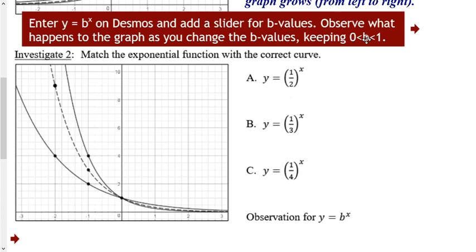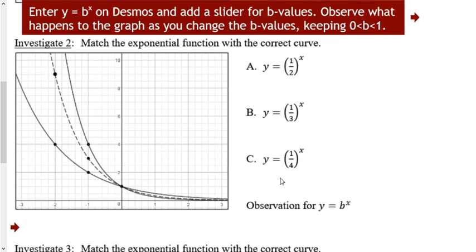Once you've played around with that on Desmos, then look at these three equations. Can you predict which of these three graphs match with each of those equations? And then once you make your prediction, check it on Desmos. And then finally, what kind of observation could you make regarding this exponential equation? So pause the video at this point, and again, restart once you finish investigation 2.